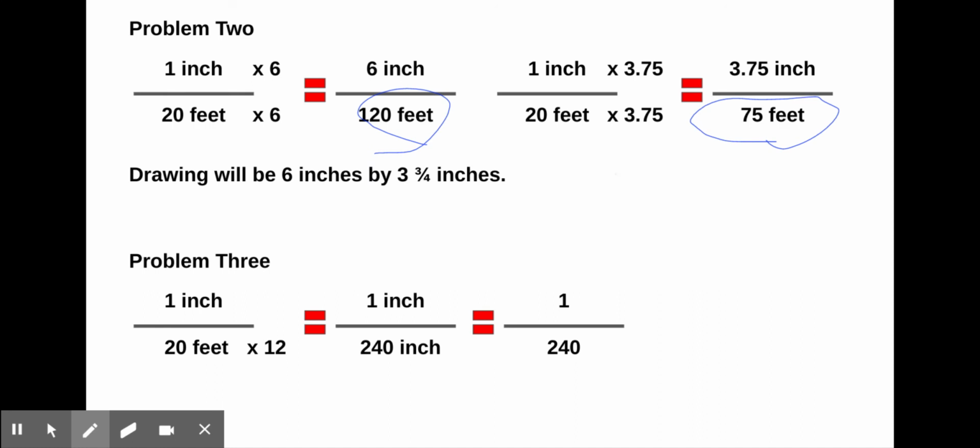Lastly, what's our scale? And this is where that extra practice problem A kind of should have helped you out. 1 inch is 20 feet. Remember, with scale, the top and the bottom have to be the same units. And so we can't have 1 inch over 20 feet. We have to have it over inches. So 12 times 20 is 240 inches. And so inch divided by inches cancels out, and you're left with 1 over 240.